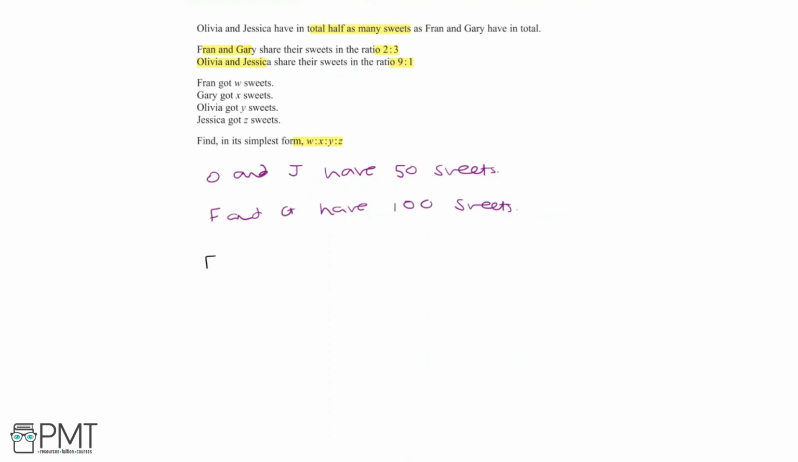We're told that Fran and Gary share their sweets in the ratio 2 to 3. Now 2 plus 3 is equal to 5, and so this ratio corresponds to 5 parts. We also said that Fran and Gary have in total 100 sweets, and so we can say that these 5 parts represent 100 sweets. We can find the value of 1 part, therefore, by dividing both sides by 5, and so 100 divided by 5 is equal to 20. 1 part is equal to 20 sweets.